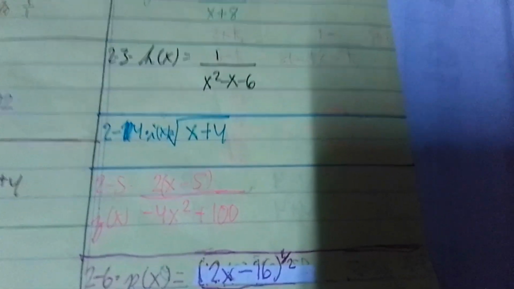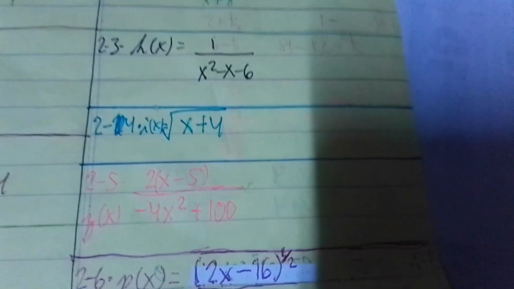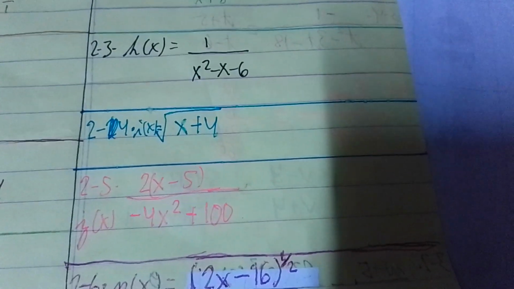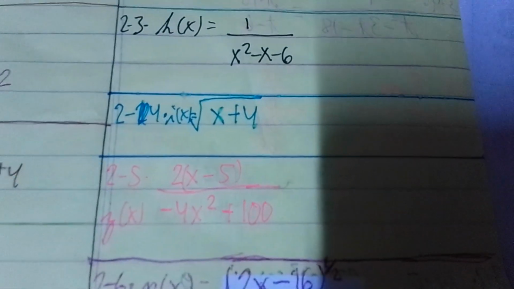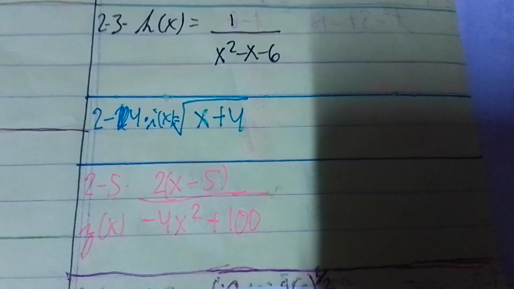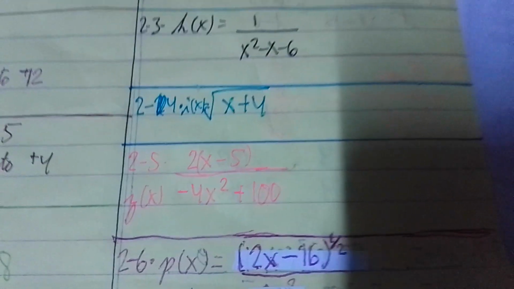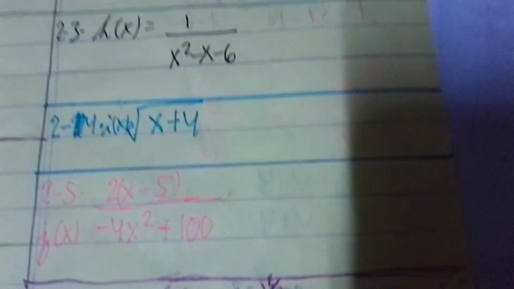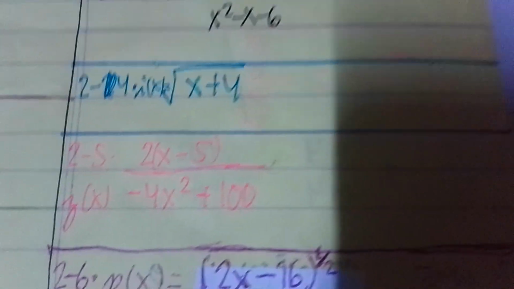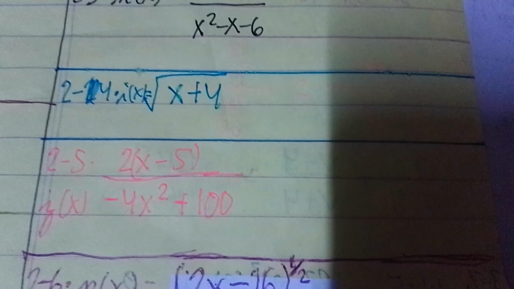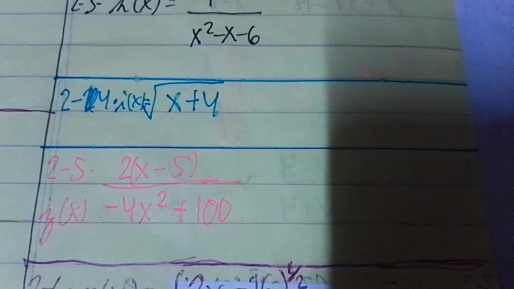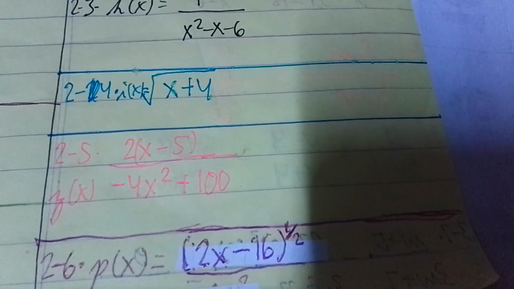Next, number 5. In this situation, this is a bit tricky. J of x is equivalent to 2 times the quantity of x minus 5, all divided by negative 4x squared plus 100. How do we solve for the value of x here? We know technically it's supposed to be 5, right? 5 squared is 25 times negative 4 gives you negative 100 plus 100. Automatically it gives you 0. So we know it's positive 5.